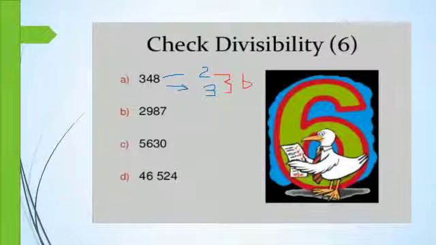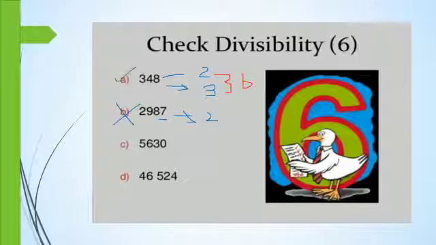Now let us check the divisibility test of this number. Here the last digit is a 7 and that is odd. It means it cannot be divided by 2. So if it is not divisible by 2, we will say that it is not divisible by 6.